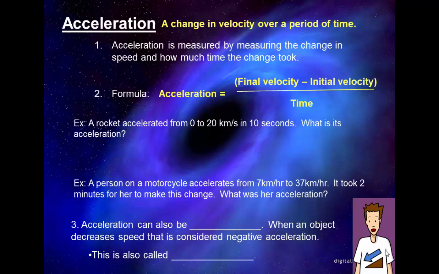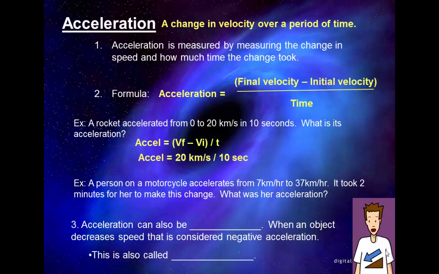So if a rocket goes from 0 to 20 kilometers per second, and it takes 10 seconds, what's its acceleration? Again, if we're going to use the formula, acceleration equals VF minus VI over T. What's the final velocity of the rocket? Gage? 20 kilometers. Not quite, but very close. Is that a velocity? That's a distance. What's its velocity, Ian? 20 kilometers per second. What's its initial velocity? Zero. 0 kilometers per second. How much time did it take for that change to happen? 10 seconds.